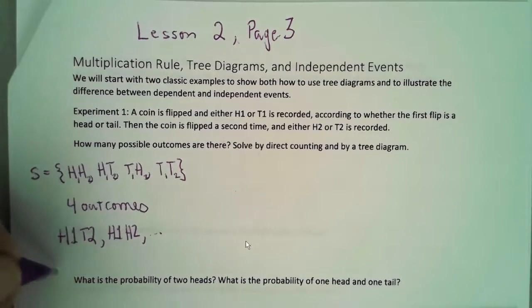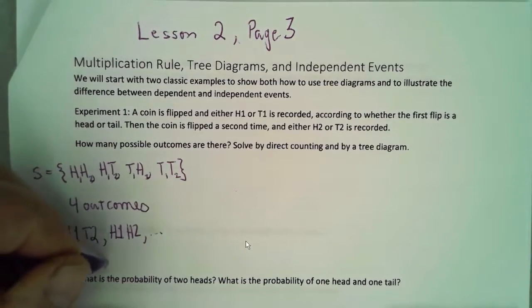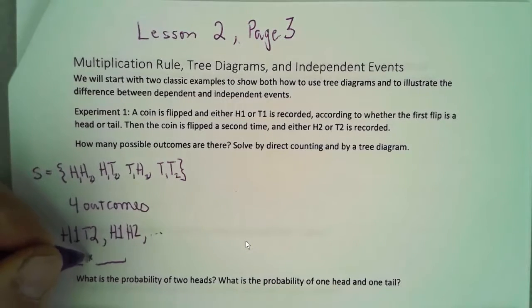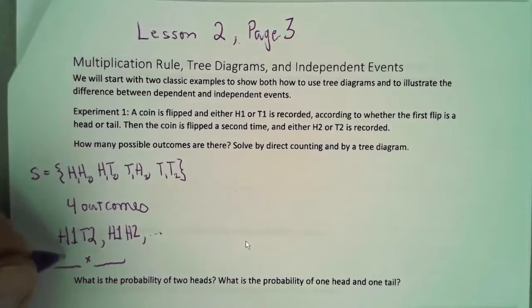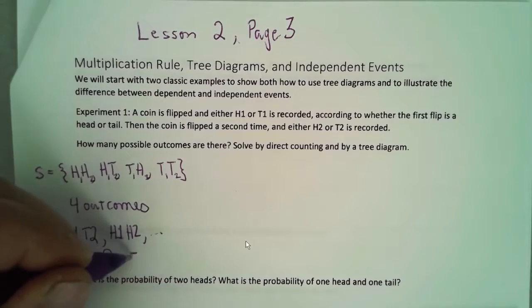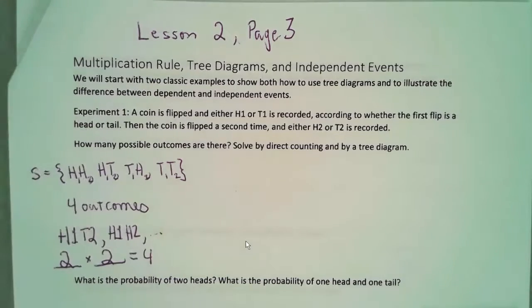Yet another way of thinking about this is the multiplication rule, where we would say, well, how many options do we have on the first step of our experiment? Well, 2. There could be a head or a tail. Similarly, for the second, 2 times 2, there are 4 possibilities.